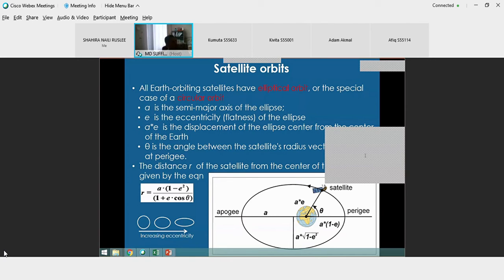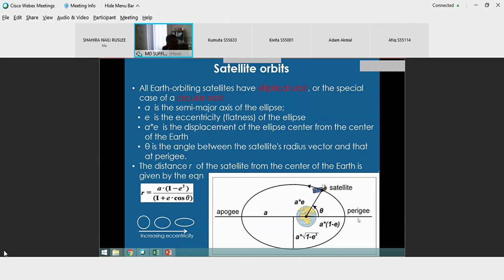Dan perigee dia berlaku pada bulan Disember. Okay. So pada bulan Disember you akan nampak bulan tu dia lebih besar. Sebab apa? Sebab dia berada lebih kurang 50,000 kilometer lebih dekat berbanding pada bulan Mei. So you akan nampak saiz dia lebih besar. So begitu juga dengan satelit. Satelit juga kita panggil sebagai apogee dan juga perigee.